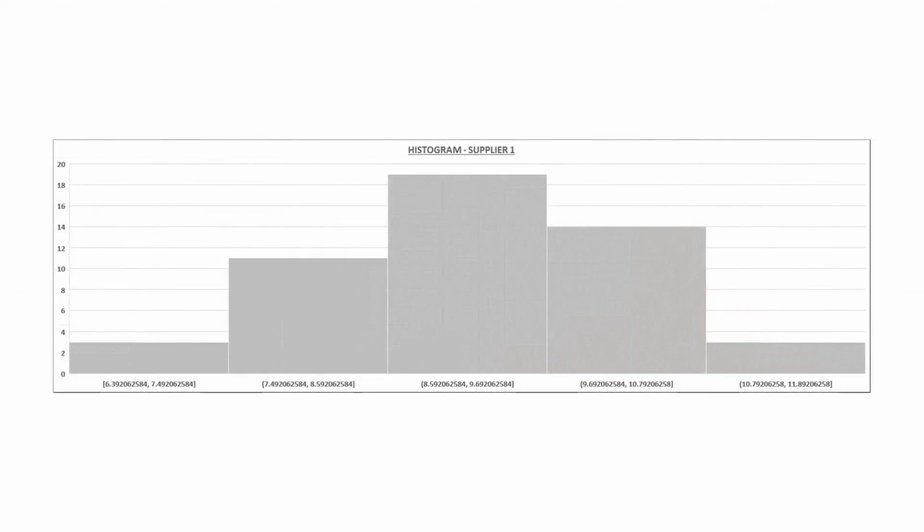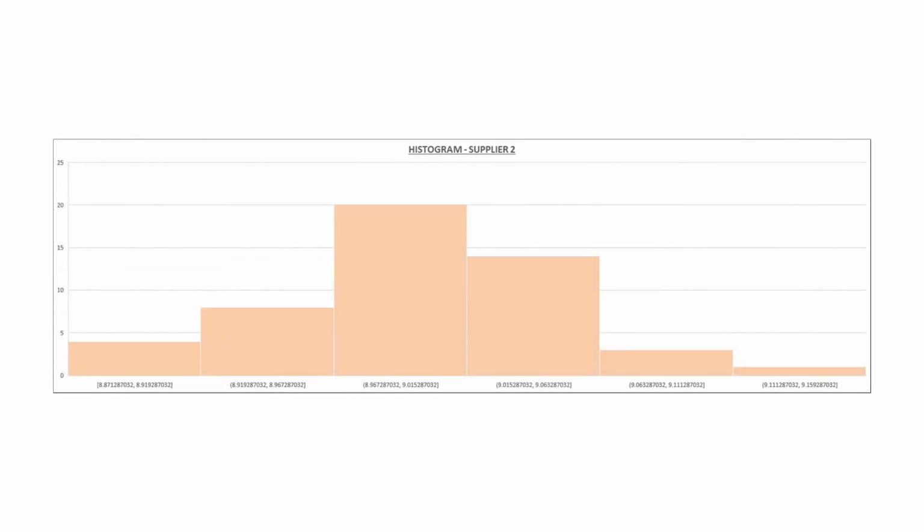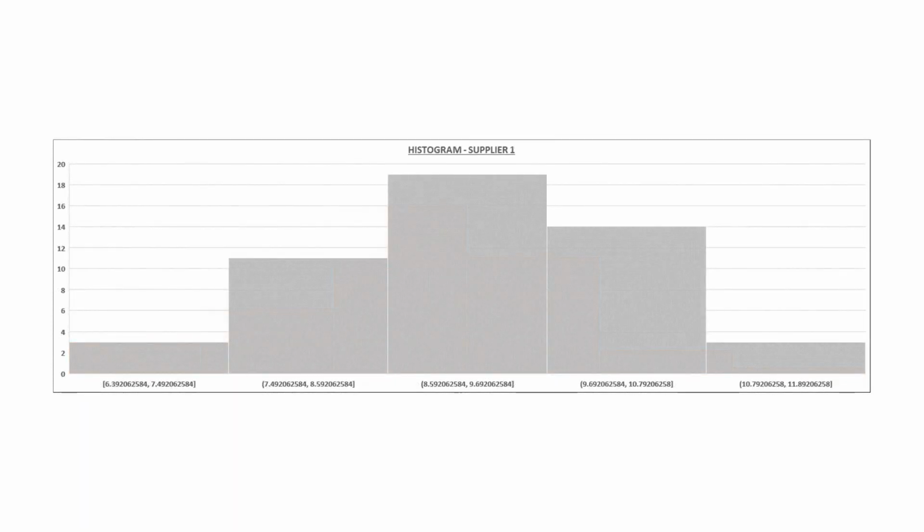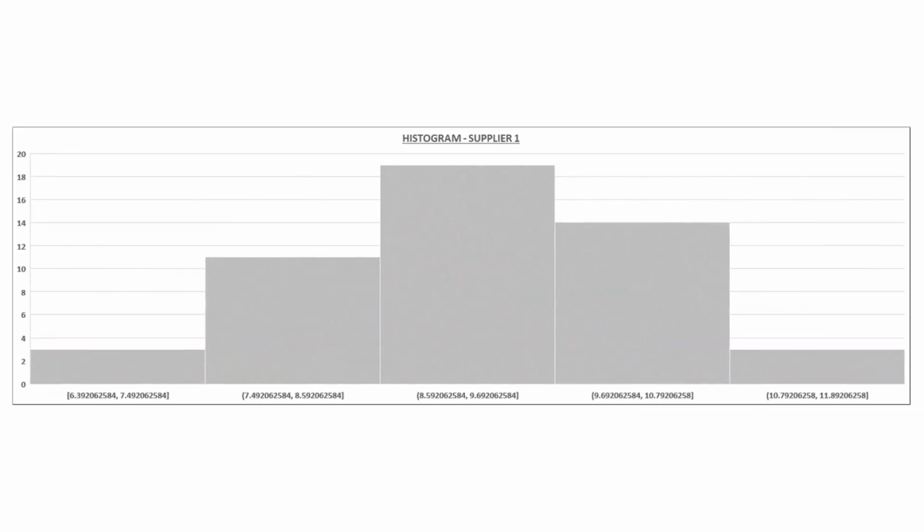Now, this histogram represents the ball bearing diameter data of Supplier 1 and this represents that of Supplier 2. Just observe this histogram with a keen eye for detail. You will see that the mean or the average line is around 9 centimeters for this histogram, but the spread of this histogram is from 6.3 centimeters to 11.9 centimeters.